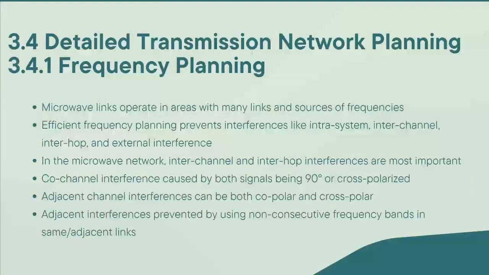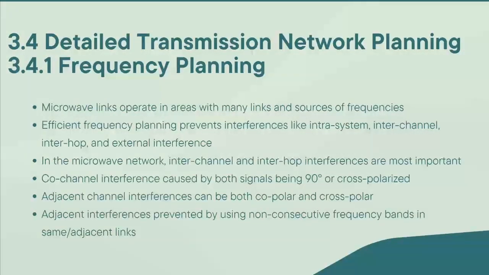So after finishing the transmission network planning in 3.3, now we are moving on to 3.4, which is about detailed transmission network planning. The first point is frequency planning. Microwave links operate in areas with many links and sources of frequency. Efficient frequency planning prevents interference like intra-system, interchannel, inter-hop, and external interference.